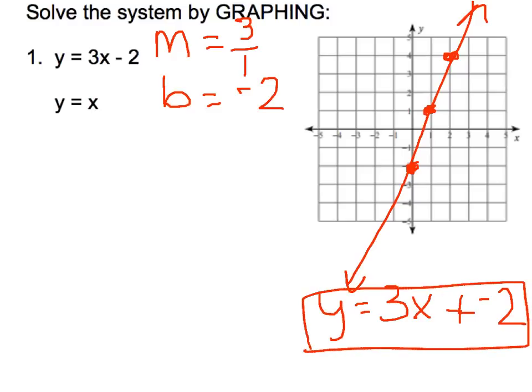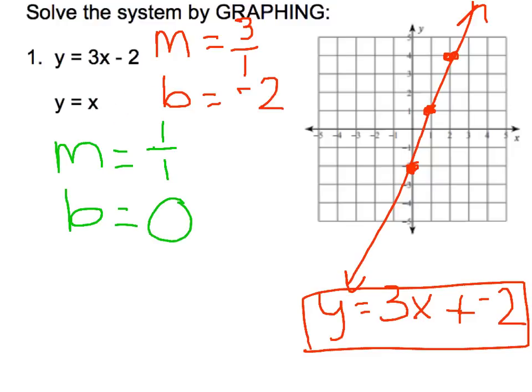Now I need to graph y equals x. So I'm going to write down my slope and my y-intercept. My slope is the coefficient of x. Well, there is no number in front of x, but there is 1x. So my slope is 1. I'm going to write that as a fraction, 1 over 1. My y-intercept is the number after x, the constant. In this case, there isn't another number, so that means it's 0.